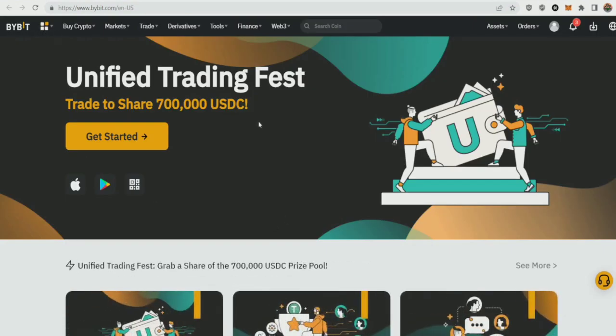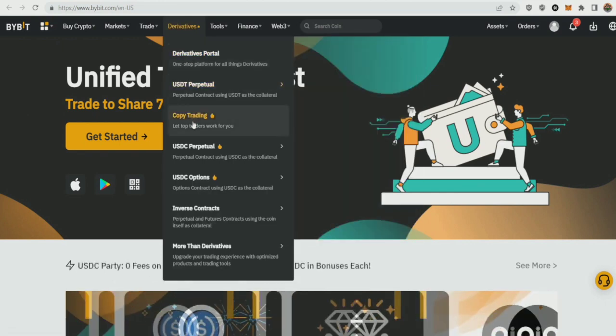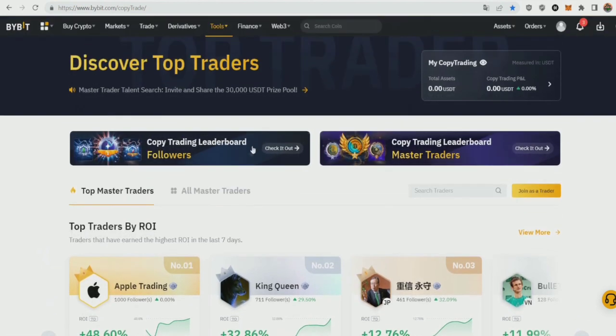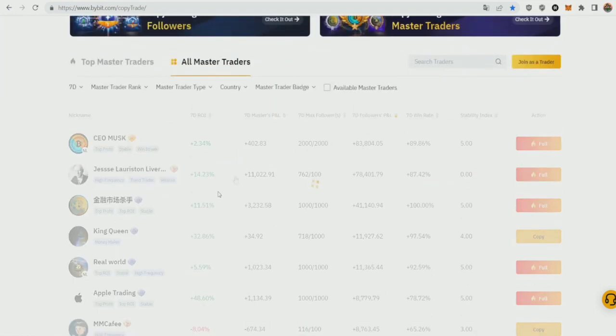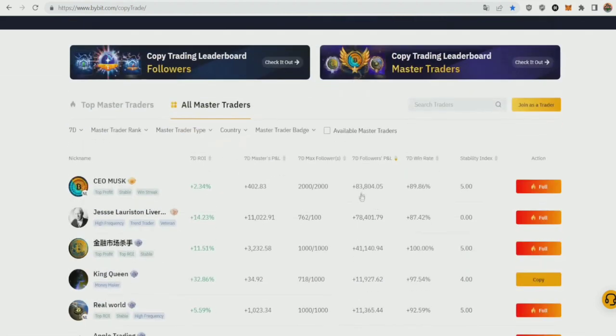From the Bybit homepage, all you gotta do is go to the top, click Derivatives, and click on Copy Trading. Once we're at copy trading, you don't want to go to these guys because they do probably very risky trades to get these high returns on investment, and you're most likely to get wrecked. So listen carefully to select the best master trader. Click on All Master Traders, then sort by followers' profit, so you can see the guys making the most profit for followers.